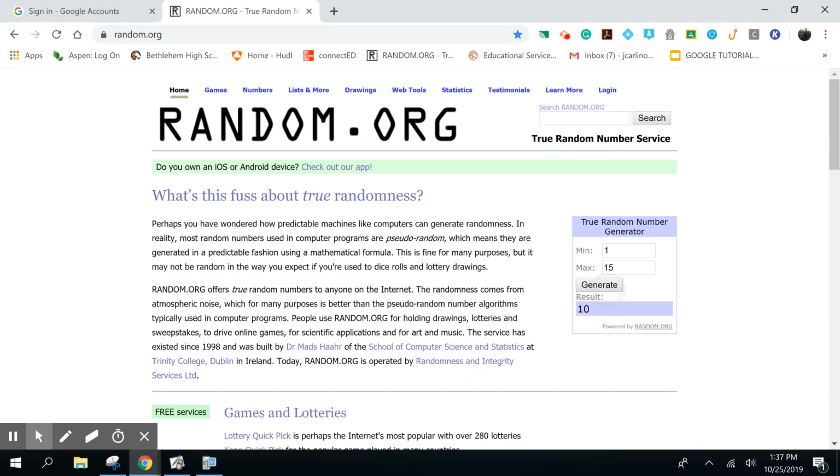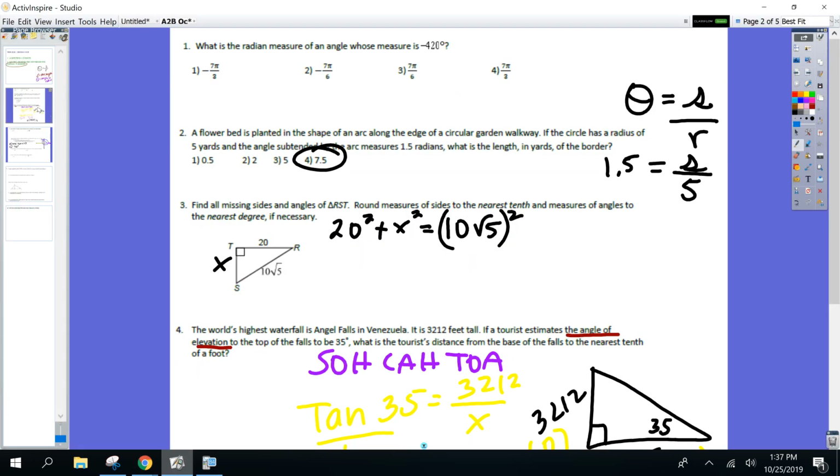All right, here we go. Somebody's going to help me here. You're up. 20 squared plus x squared, now with parentheses, 10 radical 5 squared. With parentheses. 500. Yep. Make sure the entire thing goes in parentheses.